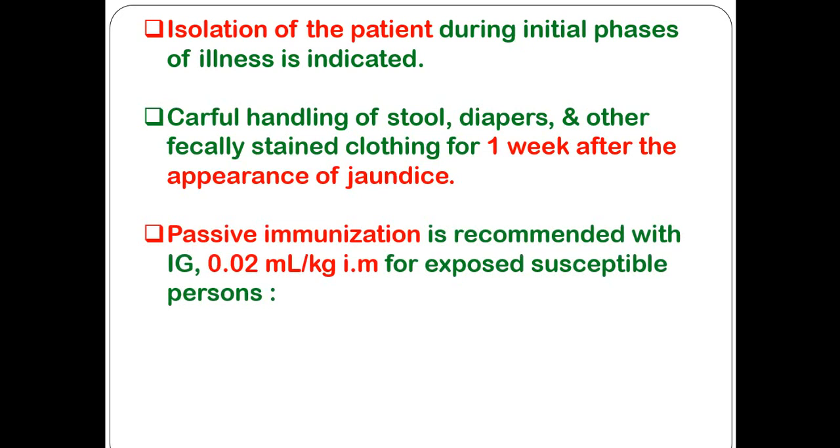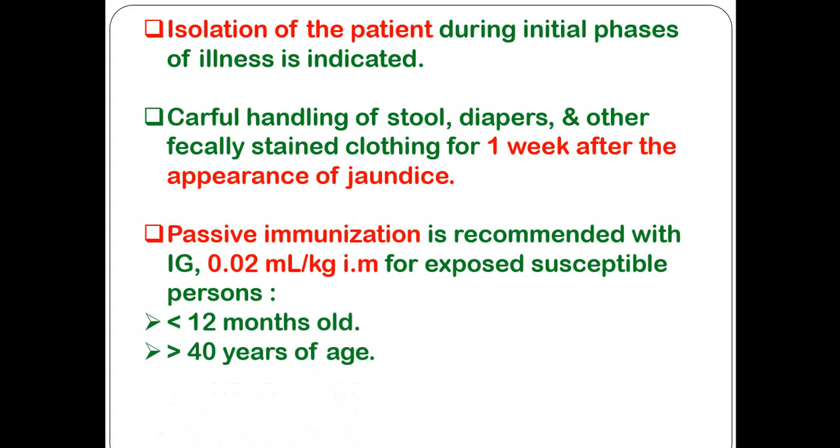This is very important. How do we prevent the virus infection in the healthy individual? Now, this was the isolation for the infected individual. For prevention in the exposed, passive immunization is important, and it is recommended with immunoglobulin 0.2 ml per kg IM for exposed susceptible persons, those exposed to infected individuals who are less than 12 months old or more than 14 years of age.